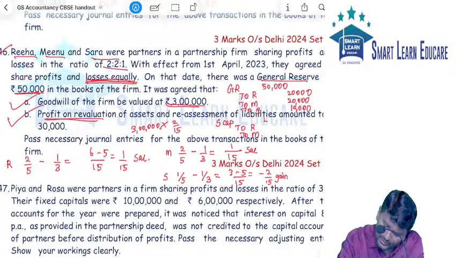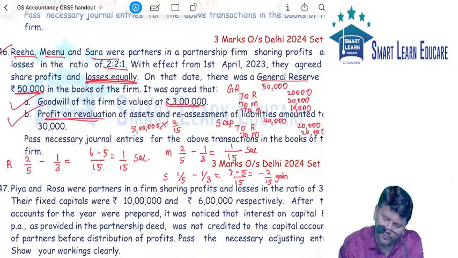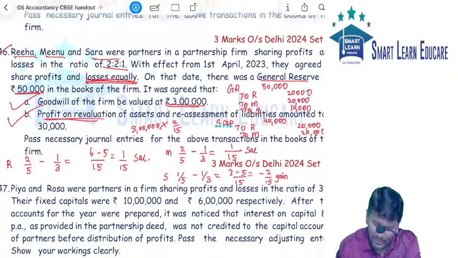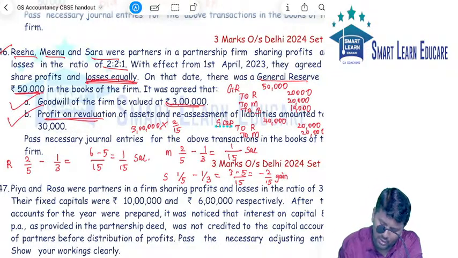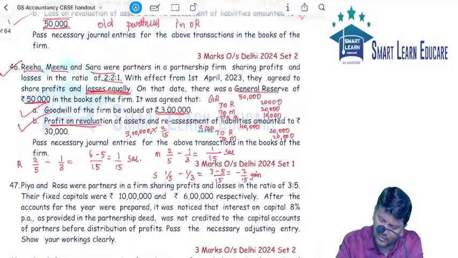Now the journal entry: S capital account debit for 40,000 to R capital. How much is R capital? It is 20,000. M capital also 20,000. It is 3 lakhs into 1 by 15. So goodwill is also over. What is the entry for profit on revaluation?